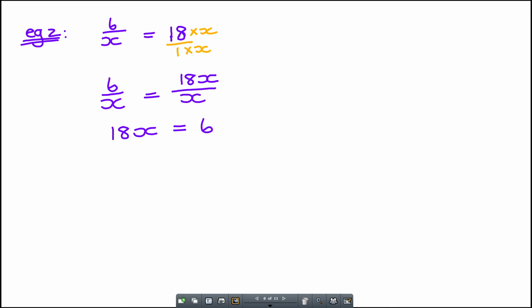It's almost the same thing, if you read it from the back. Okay, now we've got to get rid of the coefficient. So I've got to divide by 18. And 6 divided by 18 will mean that x is a third. Not 3. Okay. You guys good?